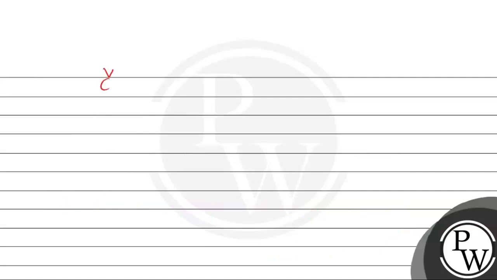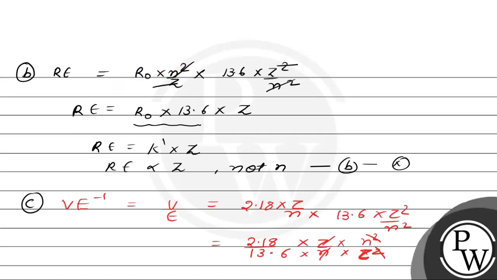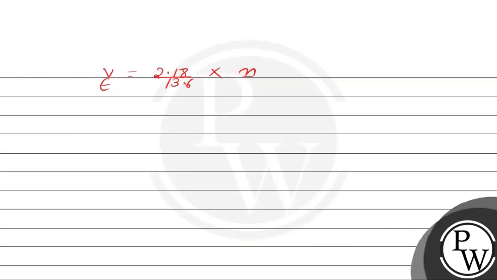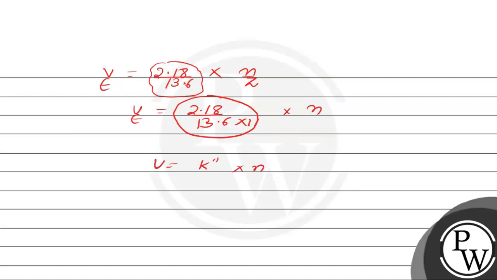So from here V upon E we can write 2.18 upon 13.6 into n upon z. So this will be a constant. For hydrogen, this z is 1. We can write V upon E equals 2.18 upon 13.6 into 1, and writing n separately, this all will be constant. Let's say k double dash into n. Clearly V upon E is proportional to n. So option C is also correct.